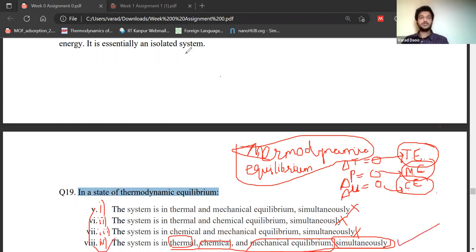So the answer of question number 19 is option 4. When a system is in all thermal, chemical, and mechanical equilibrium simultaneously, then we say that system is in thermodynamic equilibrium. That is essentially the definition. Okay.